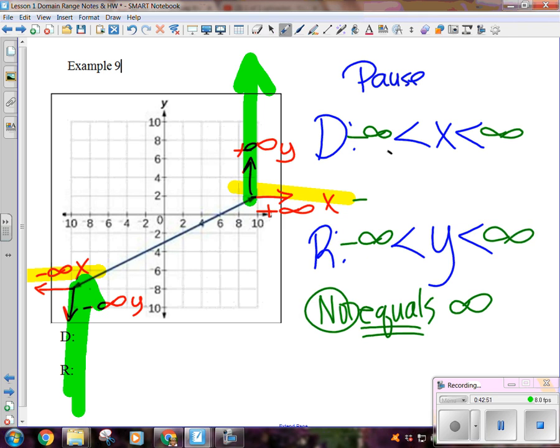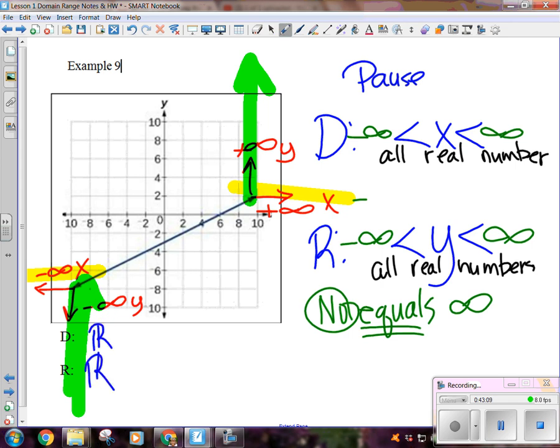Now, what's another way to say this? Well, negative infinity to positive infinity is all real numbers. Or if I really want it to be super abbreviated, I could simply say all real numbers, and that's universally known to mean the same thing. All right.